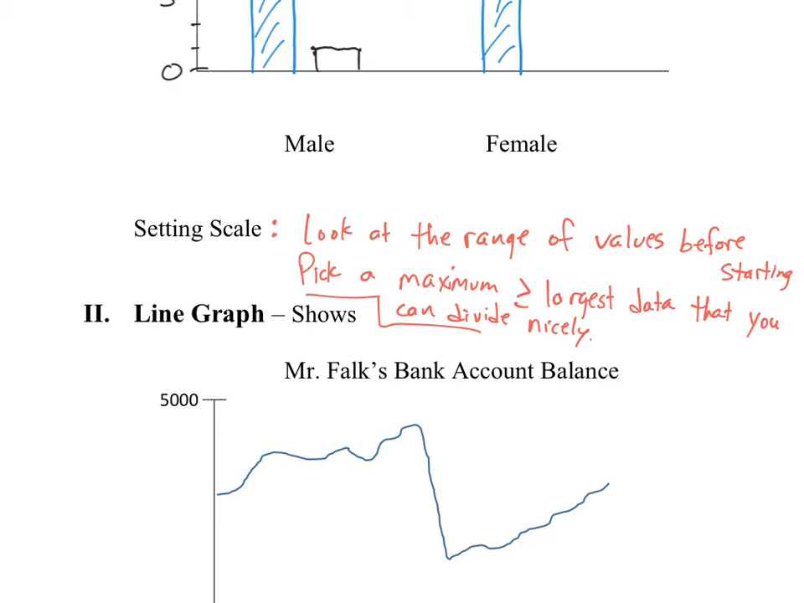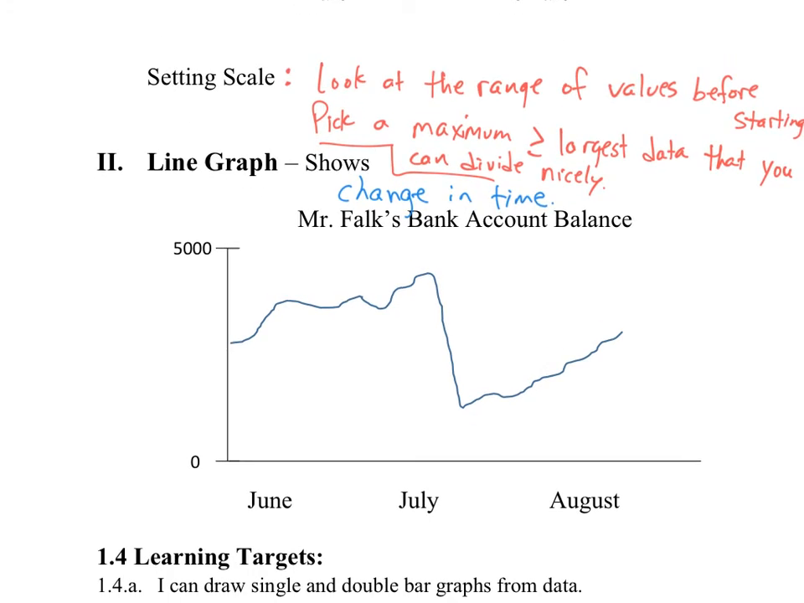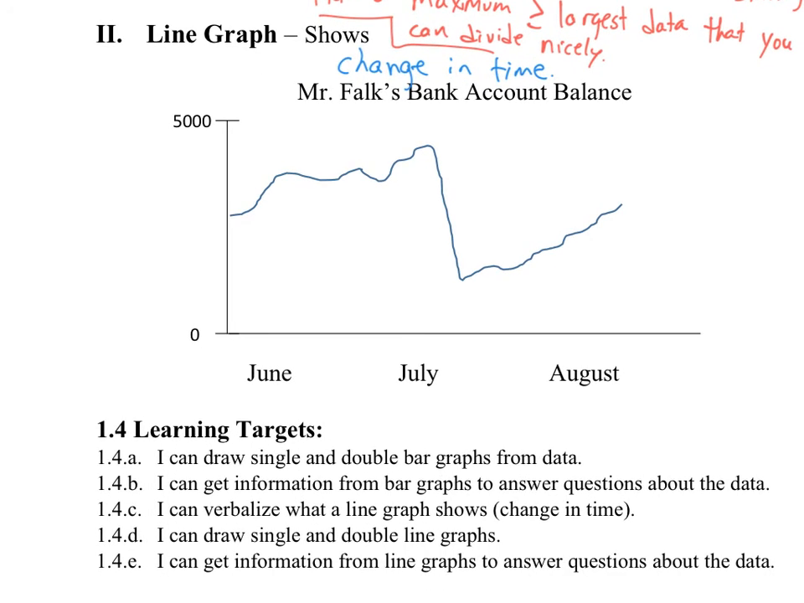But line graph. Line graph shows change in time. So a lot of times when you have a line graph, it's going to be, I totally made this up. This really doesn't have a whole lot to do with my bank account other than I did buy a bike in July, so my bank account did drop in July, kind of like this one did. So my bank account, something like this, goes up and down.